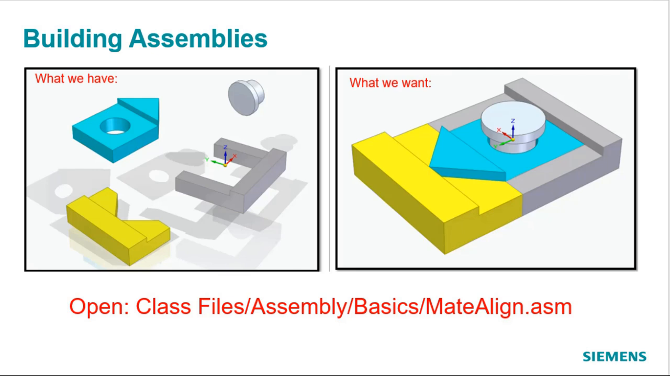Now, up to this point, we've been building parts. That's all we've built, individual parts. Now, we're going to look at building assemblies by taking these individual parts and putting them all together in an assembly. So we'll start by going to our class files folder, Assembly, Basics, Mate and Align Assembly.